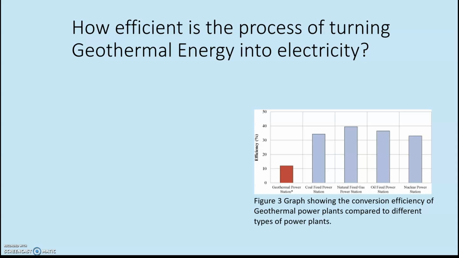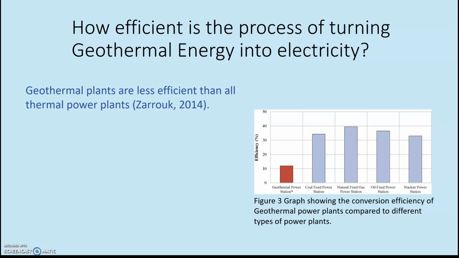How efficient is the process of turning geothermal energy into electricity? Geothermal energy plants are less efficient converting energy into usable power than all thermal power plants. The conversion efficiency can change due to different types of geothermal energy plant designs. There are three different types of plants: flash steam plants, dry steam plants, and binary cycle plants.